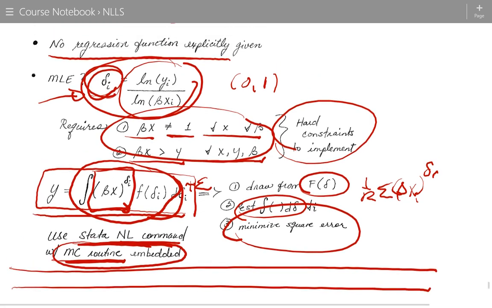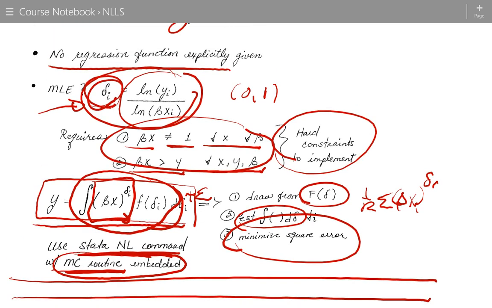So this is the end of the nonlinear least squares lecture. Do be sure to read the readings, and then in class we will go over examples with regard to how to program and evaluate the nonlinear least squares models.